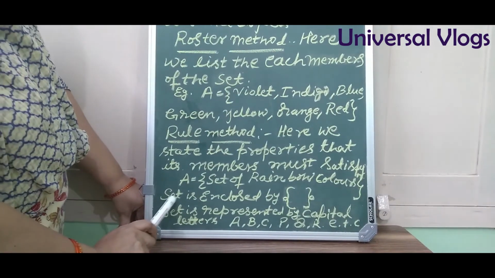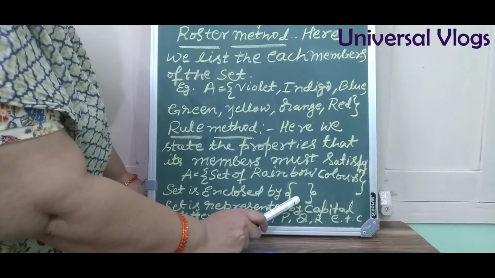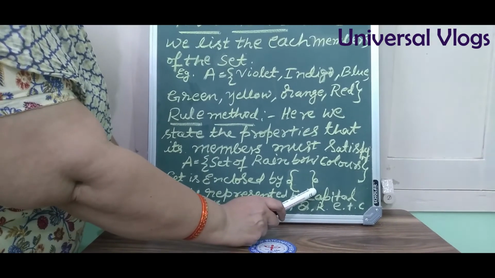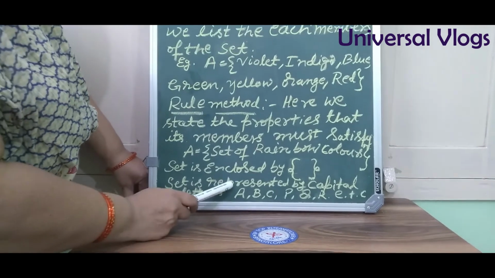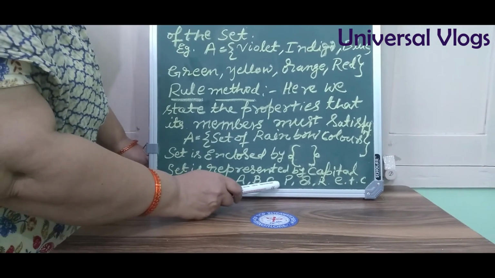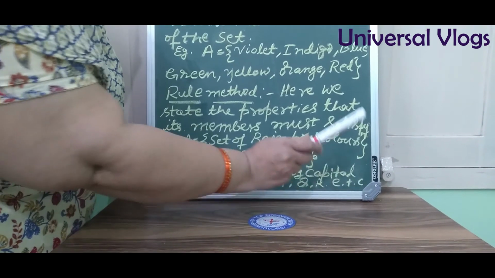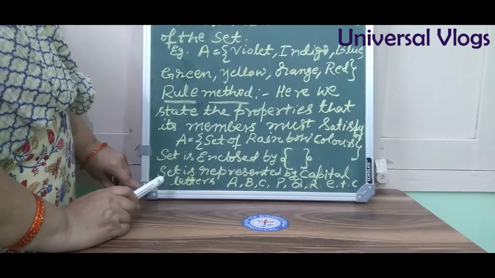And next, a set is enclosed by the symbol of flower brackets, a starting flower bracket and also an ending flower bracket. Also, a set is represented by capital letters A, B, C or P, Q, R, etc. Any capital letter can be used to represent the set.